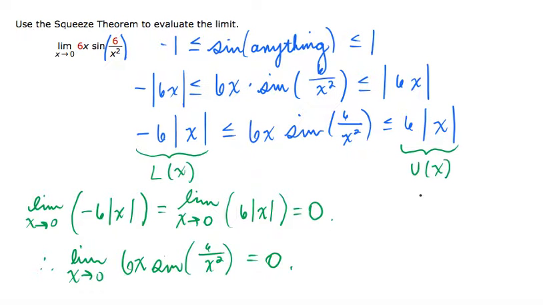And we're hoping, right, that at this point they both have the same limit as x approaches 0. But they do, because as x approaches 0, the absolute value of x approaches 0, and 6 or negative 6 times that will also approach 0. So the upper and lower functions both have a limit of 0, and so therefore by the squeeze theorem, our function also has a limit of 0, which we can also check by checking out the graph.